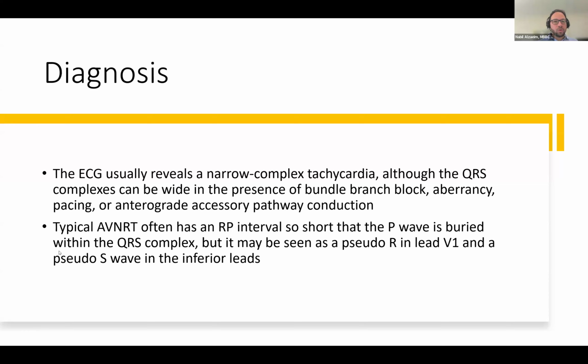And there are 2 kinds of SVT. The typical AVNRT often has a short RP interval, and the P wave is buried within the QRS. We'll see that, I think, in the next slide.